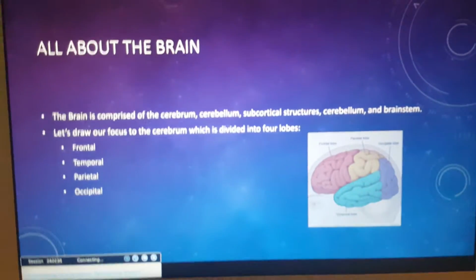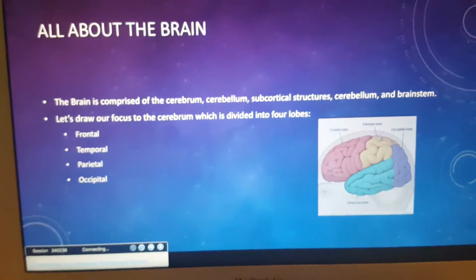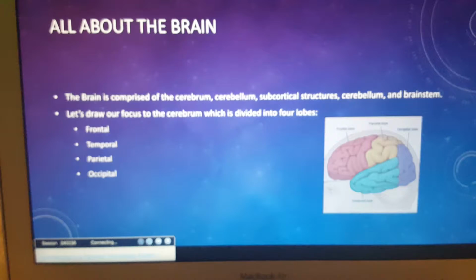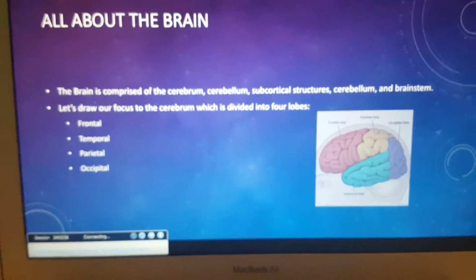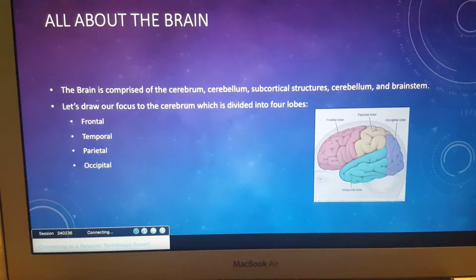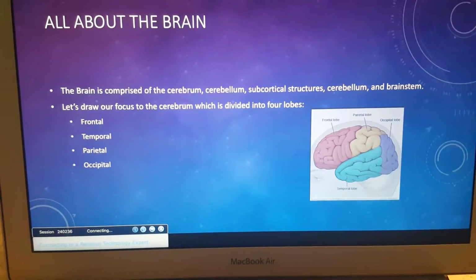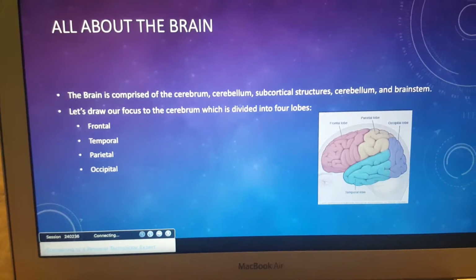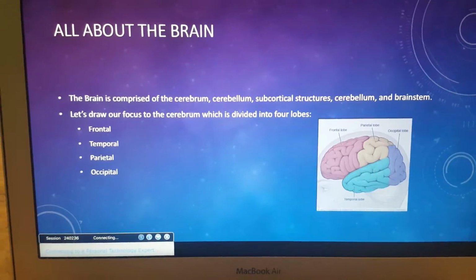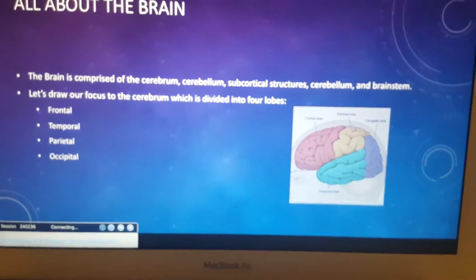So you guys, right now we're going to really just focus on the brain. This is going to be the next part of our lecture. So the brain is comprised of the cerebrum, cerebellum, subcortical structures, and brainstem. Let's draw our focus to the cerebrum, which is divided into 4 lobes. We have the frontal, temporal, parietal, and occipital.